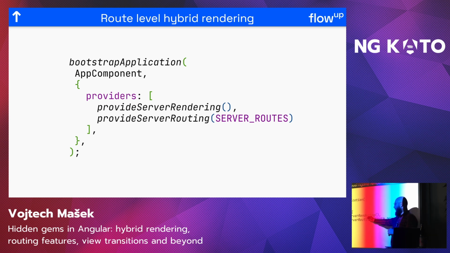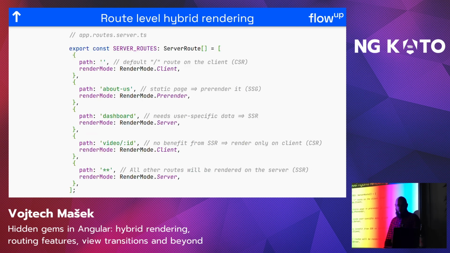The important providers here are provideServerRendering, provideRouter, and provideServerRoutes. This is something that will become the default, the generating of the server routes in Angular 20. So each new application in Angular 20 will by default assume that you actually want to have the server routes. And this is what server routes can look like.